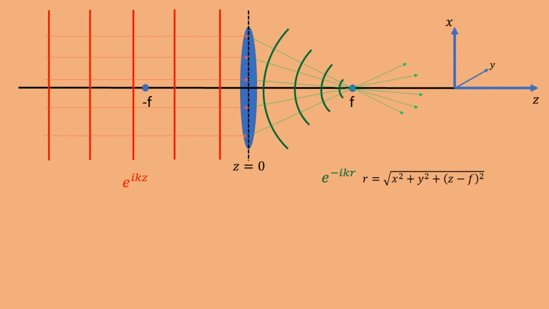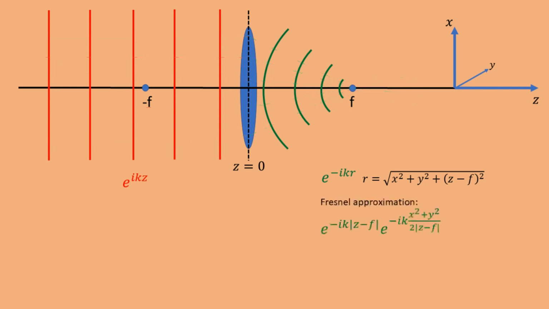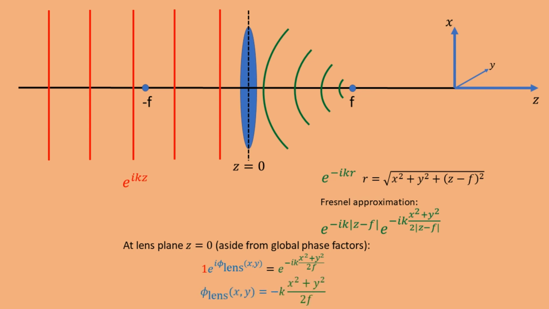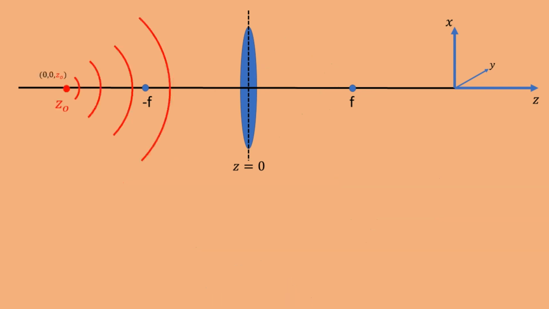We know from the Fresnel approximation that this spherical wave can be approximated by a quadratic phase factor. So somehow, in the lens plane z = 0, the lens converts the flat wavefront into a quadratic wavefront. If we write down the equation for what happens at z = 0, we find that if a field propagates through the lens, it gets multiplied by a quadratic phase factor whose strength depends on the focal distance. With this result, let's see whether we can derive the imaging condition for this lens.